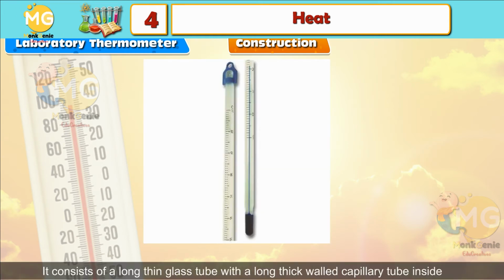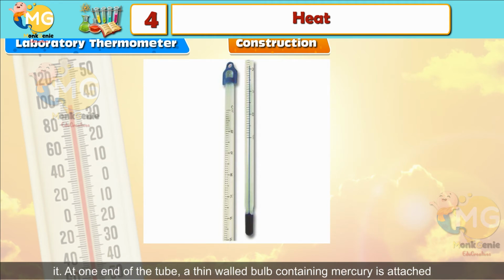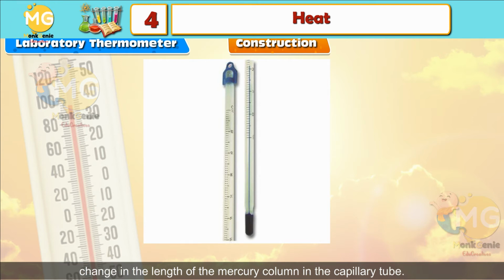Construction. It consists of a long thin glass tube with a long thick walled capillary tube inside it. At one end of the tube, a thin walled bulb containing mercury is attached while the other end is sealed. The bore of the capillary tube is made very fine so that a small change in the temperature produces an appreciable change in the length of the mercury column in the capillary tube.